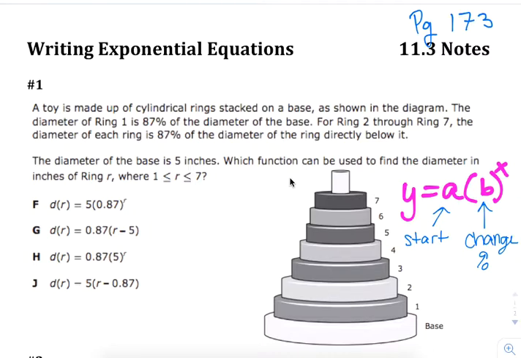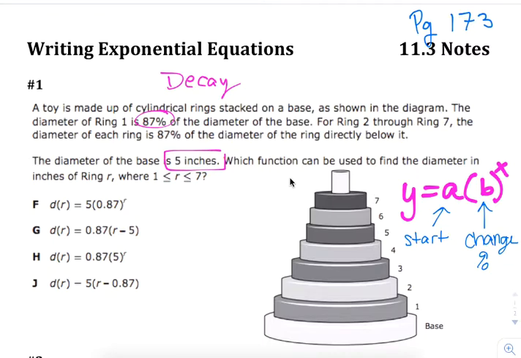Problem 1. It says a toy is made up of cylindrical rings stacked on a base, as shown in the diagram. The diameter of ring 1 is 87% of the diameter of the base. So 87% is small. It's less than a whole. So that means that we're getting smaller. I'm just going to make a note that we are doing decay. For ring 2 through ring 7, the diameter of each ring is 87% of the diameter of the ring directly below it. The diameter of the base is 5 inches. Which function can be used to find the diameter in inches of ring R?